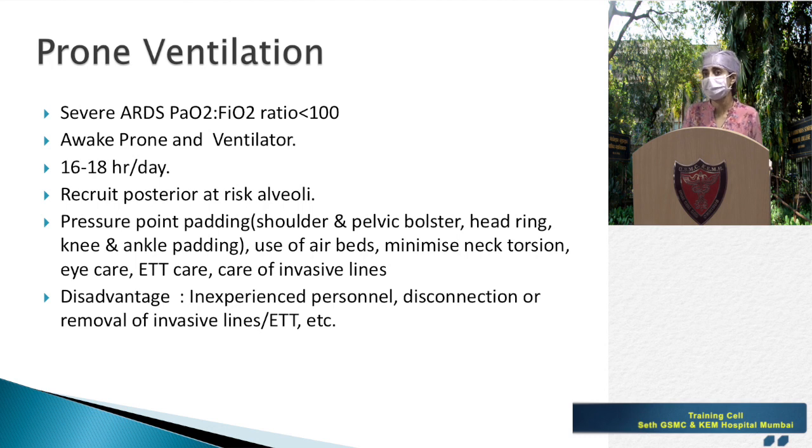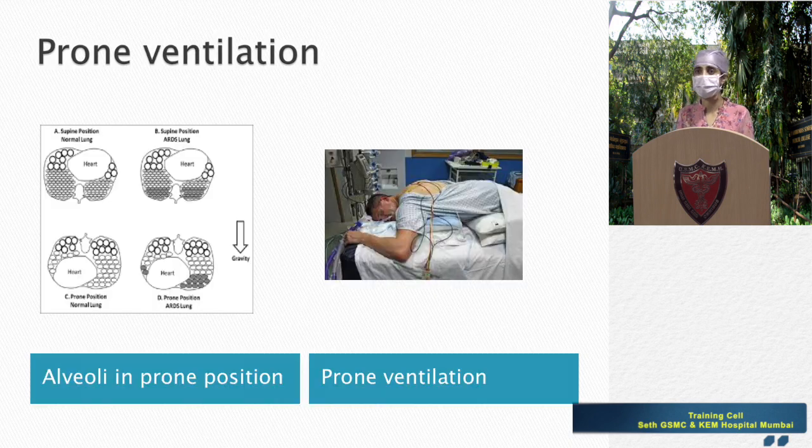Disadvantage: if you have inexperienced personnel while you are doing this maneuver, the endotracheal tube can come out, invasive lines can come out. So be careful. So in prone ventilation, the weight of the abdominal organs and the heart is taken care of. Again, there is redistribution of the edema fluid, which helps in better ventilation of the posterior alveoli.